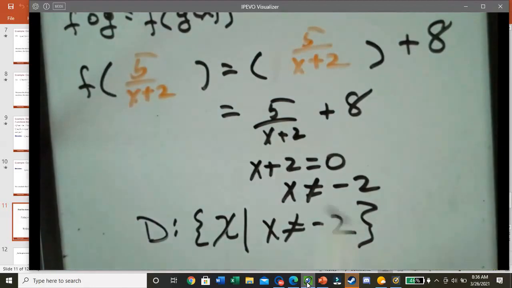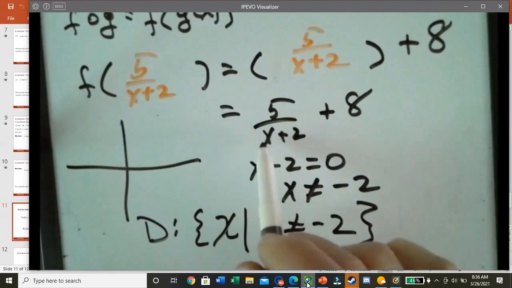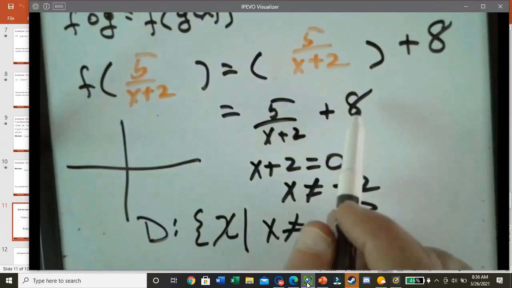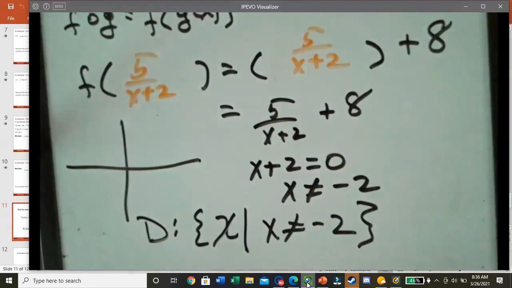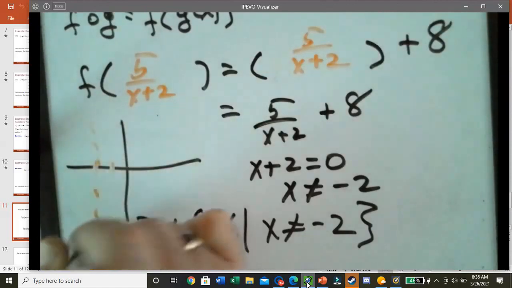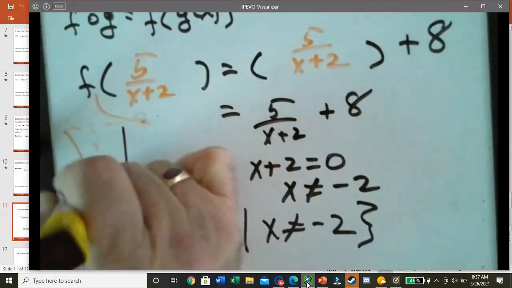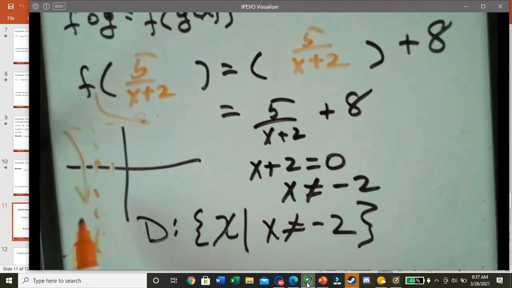Because if you have x in the denominator, then you set the denominator equals 0 and solve, right? If you graph it, right, transformations, this is going to move to the left 2 and up 8, right? So your domain is still all real numbers except negative 2, okay? Because that's where your vertical asymptote shifted to, right? But that's all you had to do, okay? All right.